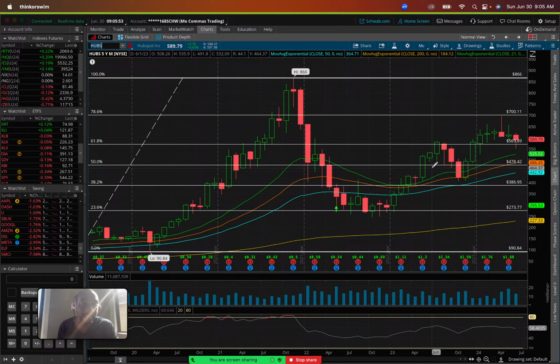I got it at a discount, right? I got it at a 45% discount. The sentiment looks good. It's in a sector that I think is going to keep growing. It's in ETFs that have been trending upwards. So I liked HubSpot, and that's why I was tracking it.